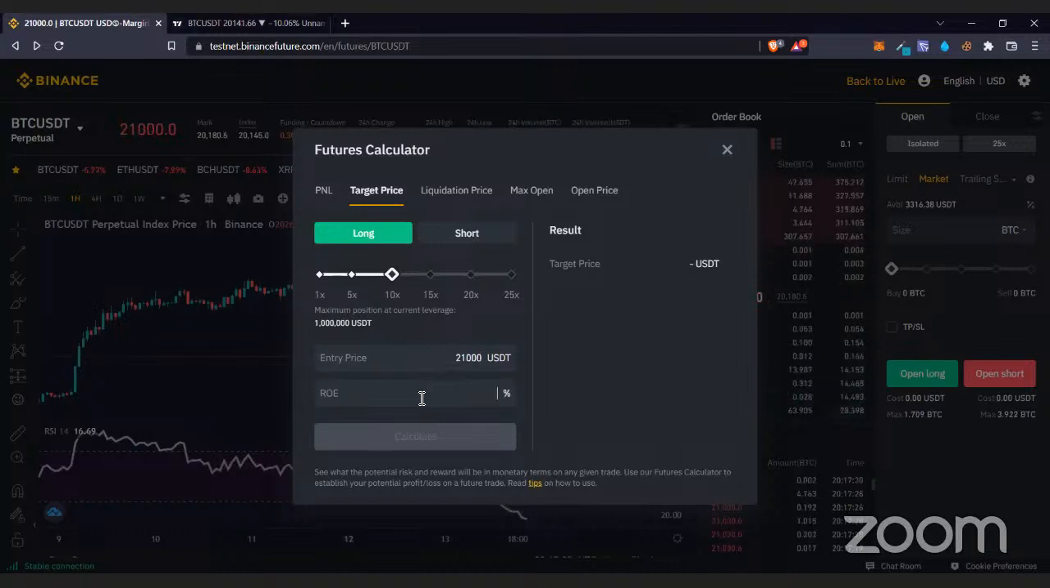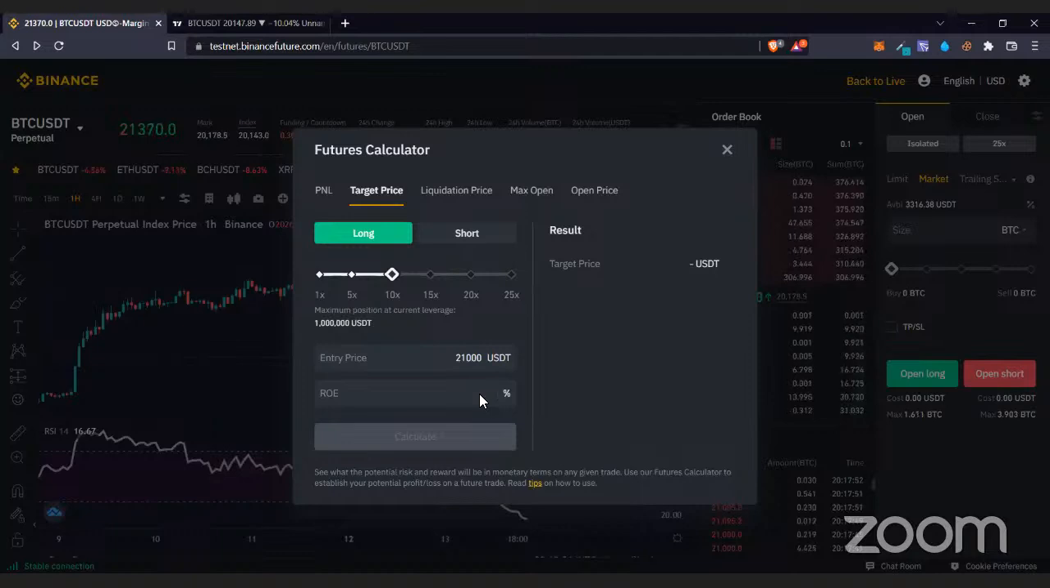What this target does for you is to calculate, let's say you have in mind the percentage you want to make before you enter a trade. Let's say you want to make 20%, or you want to make 100%, or you want to make 200% before you enter a trade. This is what you do. You slot in your entering price, and then put in the ROE, the return on equity. How much would that be?